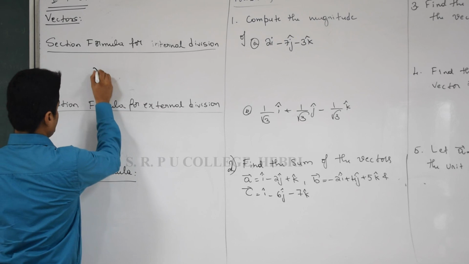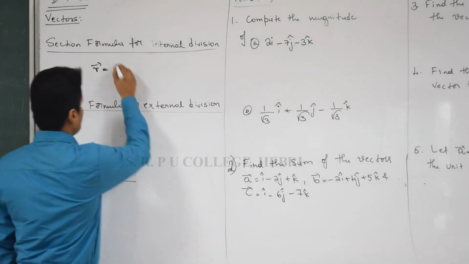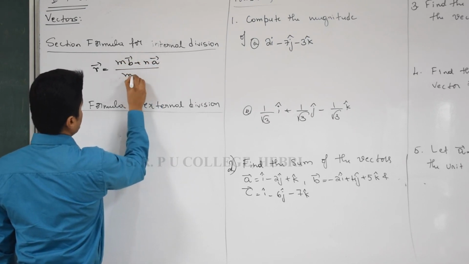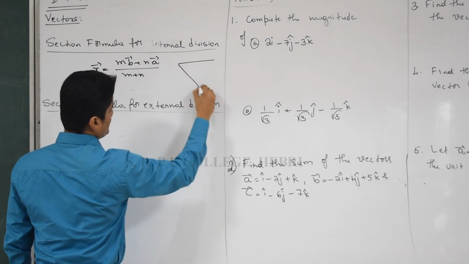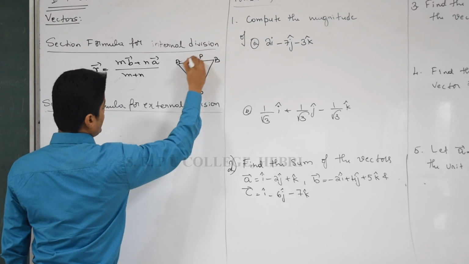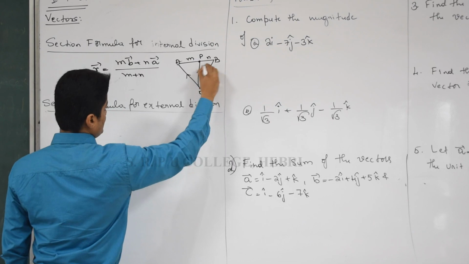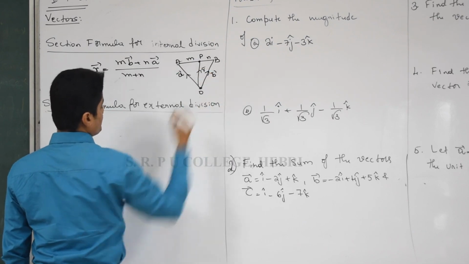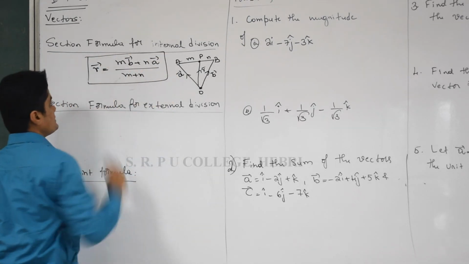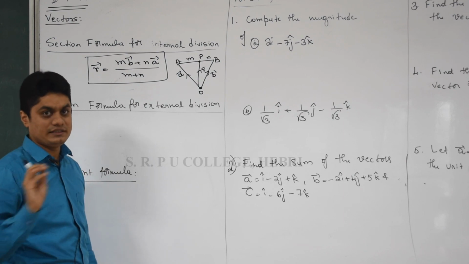The position vector of the point which divides AB internally in the ratio m is to n is m into vector b plus n into vector a divided by m plus n. Like this diagram: this is O, this is A, this is B, here you will get P, here M, this is N. These are the position vectors, this is vector A, this is vector B. So for this diagram, the section formula for internal division is m into vector b plus n into vector a divided by m plus n. We derived this in the last class.